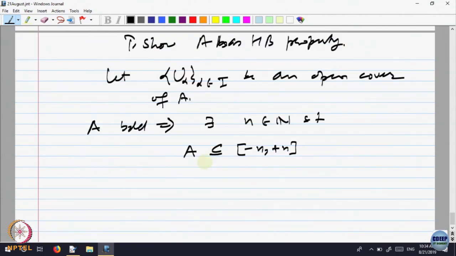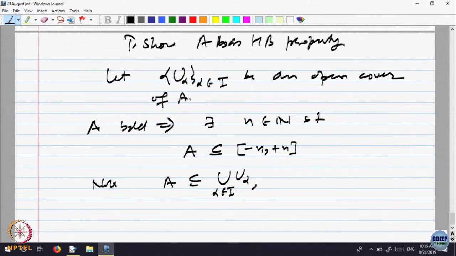right? Now, the aim should be from a covering of A, I should try to go to a covering of minus n to n and then use the theorem that for minus n to n, I have got a finite subcover, right? So, from a covering of A, I want to go to a covering of minus n to n. For A, I already have a covering, right? So, note A is inside union U alpha, alpha belonging to I. So, what do I want?